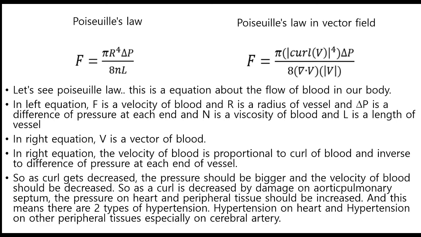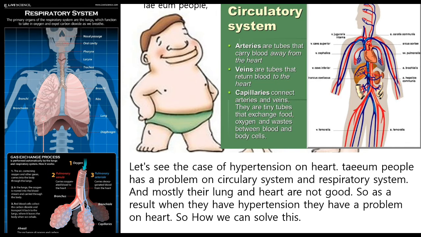In the right equation, the velocity of blood is proportional to the curve of blood and inverse to the difference of pressure at each end of the vessel. So as the curve decreases, the pressure should get bigger and the velocity of blood should decrease. So as the curve is decreased by damage to the aorticopulmonary septum, the pressure on the heart and peripheral tissue should increase. And this means there are two types of hypertension: hypertension on the heart and hypertension on other peripheral tissues, especially on the cerebral artery.